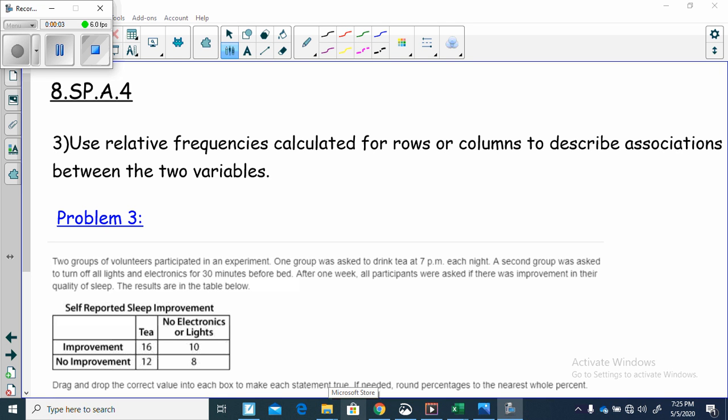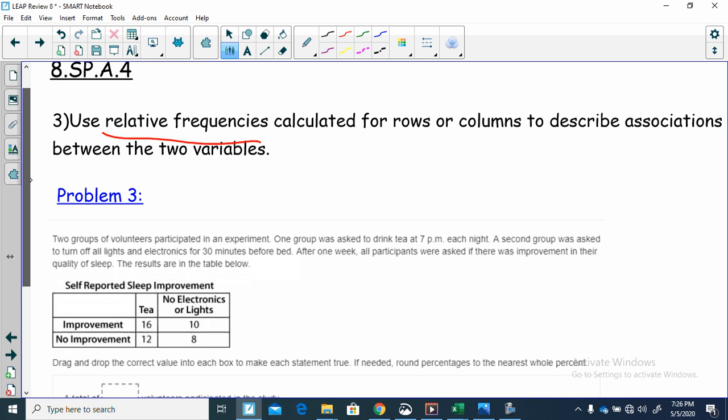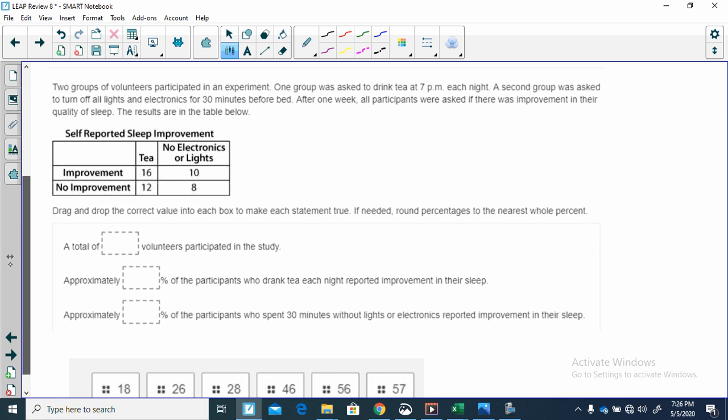Okay, this is problem 3, standard 8, SPA 4. We're going to use relative frequencies. In other words, right now we're going to use percentages calculated for rows or columns to describe associations between the two variables. Two groups of volunteers participated in an experiment.